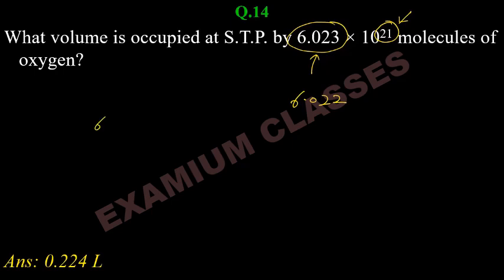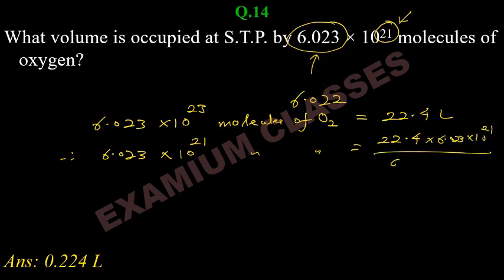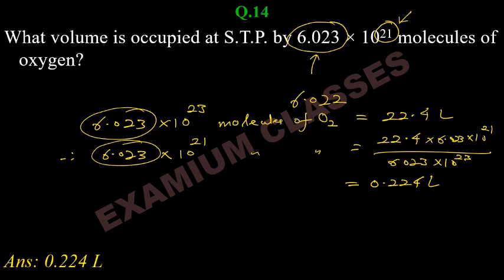So in this question, you will say 6.023 into 10 power 23 molecules of oxygen will be equal to 22.4 liter, and 6.023 into 10 power 21 molecules will be 22.4 into 6.023 into 10 power 21 divided by 6.023 into 10 power 23, that is 0.224 liter. Now remember, if it is written in the question 6.023, everywhere you need to write 6.023, not 6.022.